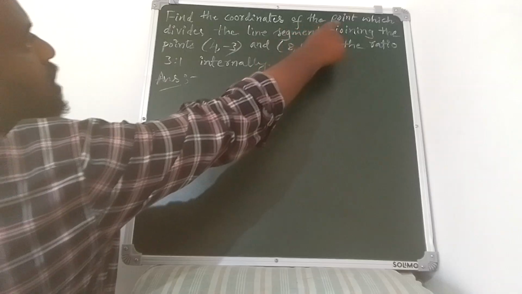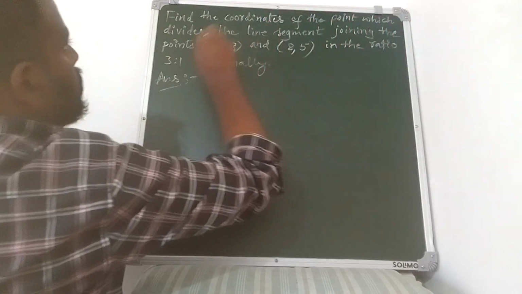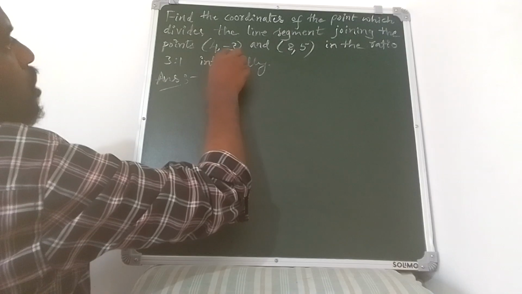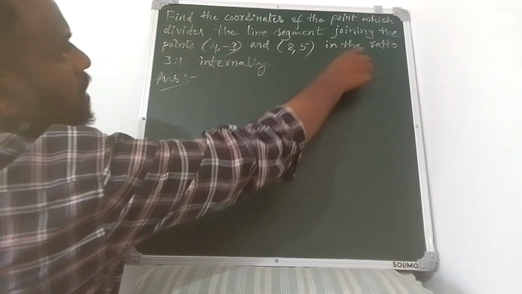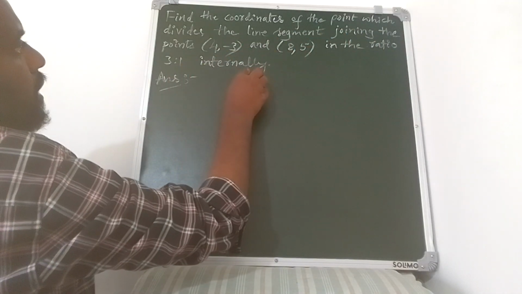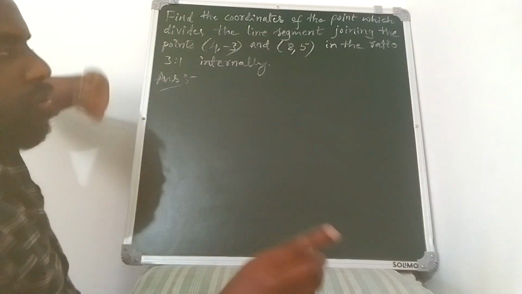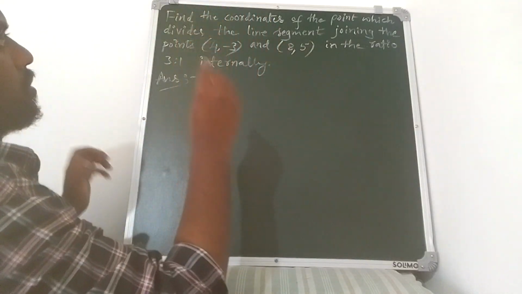Find the coordinates of the point which divides the line segment joining the points (4, -3) and (8, 5) in the ratio 3 is to 1 internally. So first I will draw a diagram for this problem.